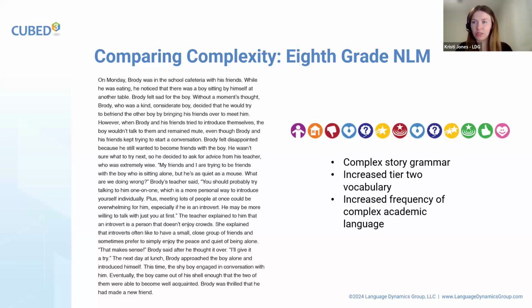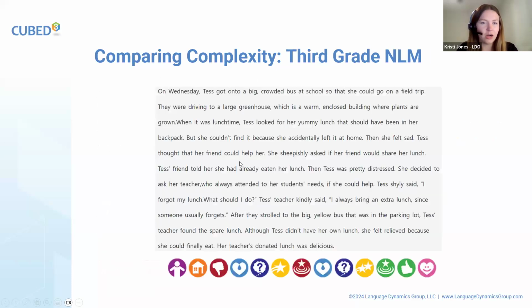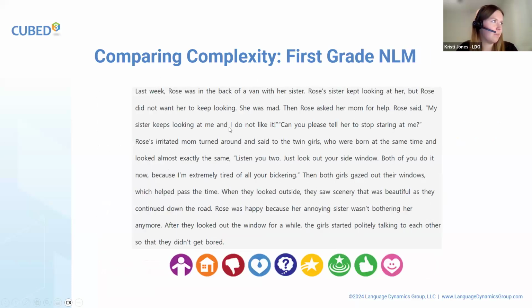So all of our stories, for example, have a little line about some type of expository information. So comparing here, our expository piece is about scenery. They looked outside and they saw the scenery that was beautiful. And then, oh no, sorry, that's not what we have here. The twins, twin girls who were born at the same time and looked almost exactly the same. That is our tier 3 word, twin, and we've got 2 supporting details about that.